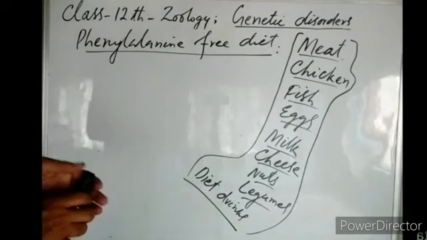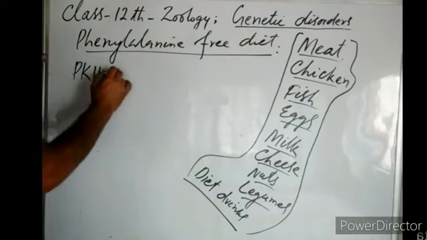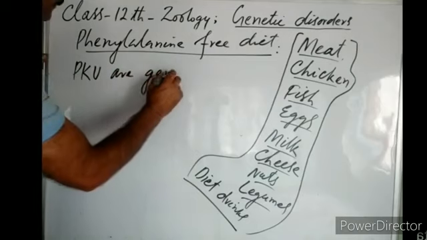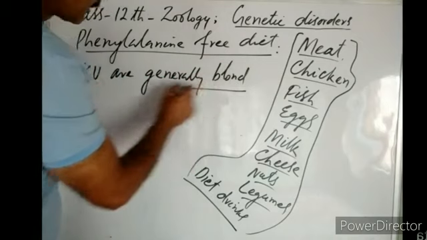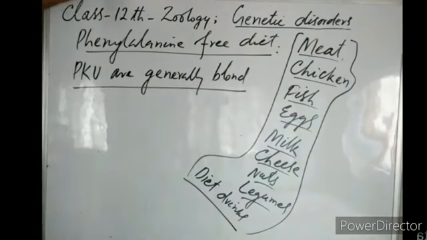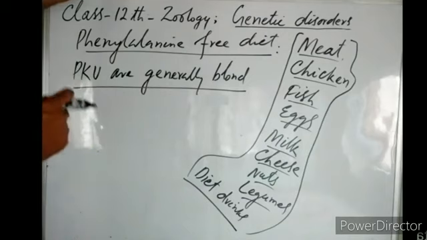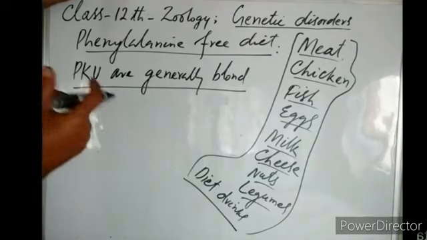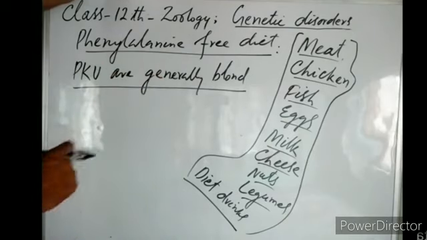Now, it has been observed that persons who suffer from PKU, phenylketonuria, are generally blonde. So can we explain why persons suffering from phenylketonuria are blonde? As I have told you just now, phenylalanine amino acid is first converted into tyrosine with the help of phenylalanine hydroxylase enzyme. Then tyrosine is converted into homogentisic acid with the help of tyrosinase enzyme.